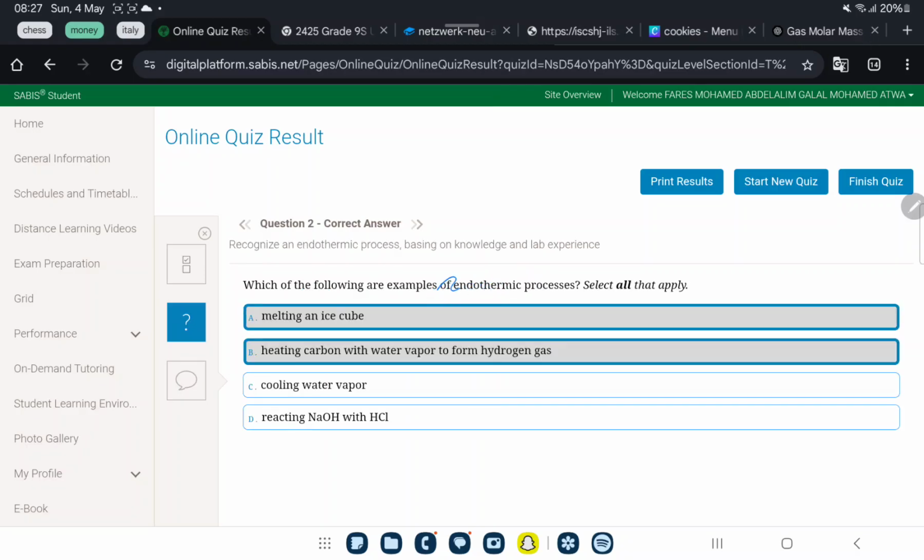Which of the following are examples of endothermic processes? This one you have to memorize. Melting an ice cube is breaking bonds, so it's endothermic. Heating carbon with water to form hydrogen gas is also endothermic. You have to memorize these.